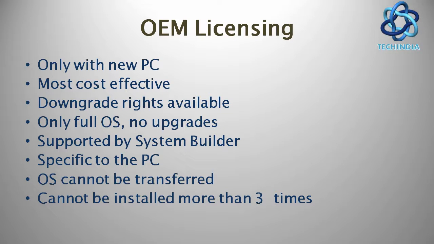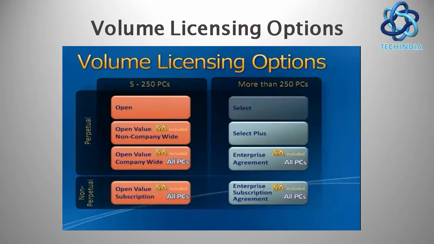And one more point, it is specific to that PC only. You cannot use that license for some other PC, and you cannot transfer this OS to another PC. And here also you can use it 3 times. After 3 times it will expire. That indicates formatting: after formatting you put in the license, and once again you format and put it in again, up to 3 times it will be valid. If you try more than 3 times, it will be an invalid license. That is about your OEM.